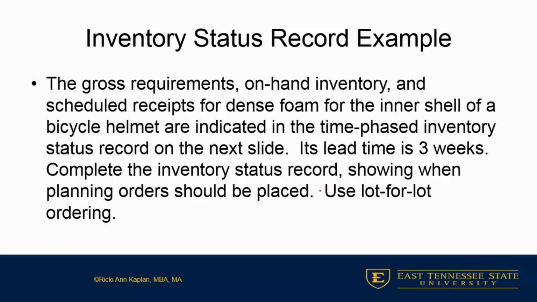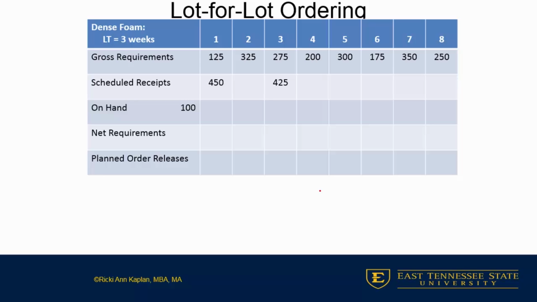So we're going to take a look here at an inventory status record. And old school, index cards were used for these. We take a look here at dense foam. It also gives us information in this top left-hand corner of our lead time. Remember, LT is lead time, and it's 3 weeks. That means from the time we place an order, we should receive it 3 weeks later. Because we have weeks here, we know that our time buckets are in weeks. And we have 8 time buckets, or 8 weeks, listed on this.